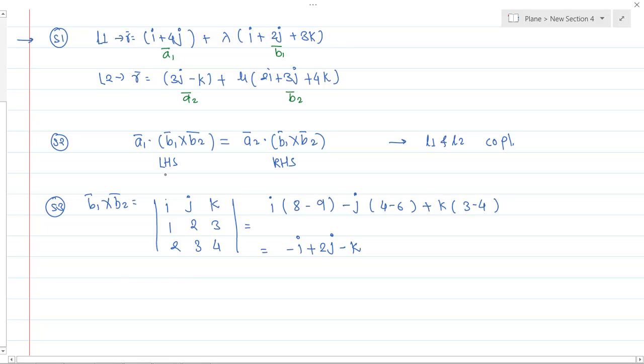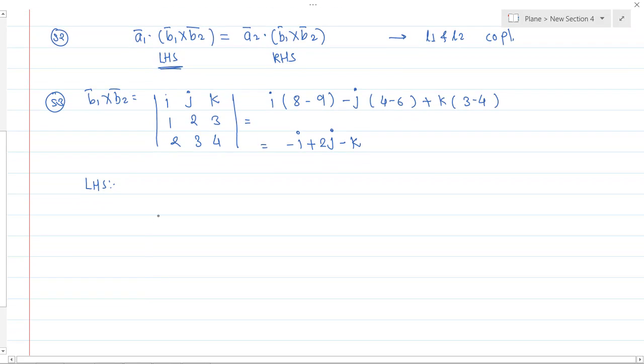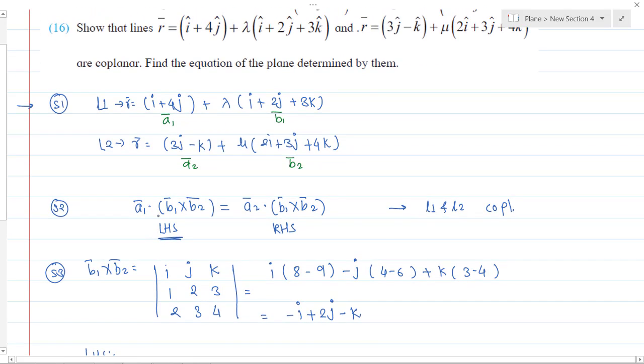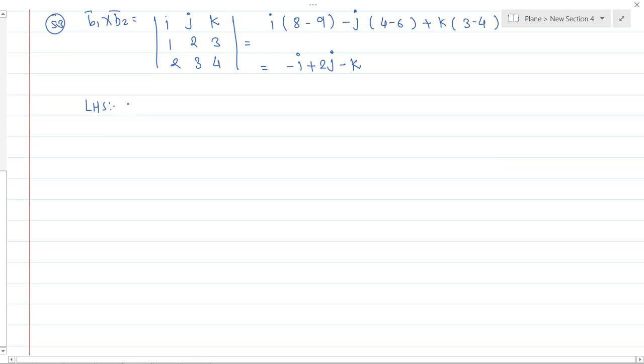Now let's take the LHS, which is a1 bar dot b1 bar cross b2 bar. a1 bar is i plus 4j, so it is (i plus 4j) dot (minus i plus 2j minus k). This equals 1 into minus 1 is minus 1, 4 into 2 is plus 8, and the k component is 0. So we get 8 minus 1, which equals 7. This is the LHS.